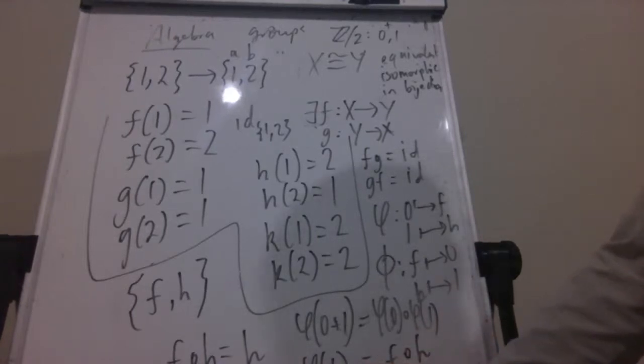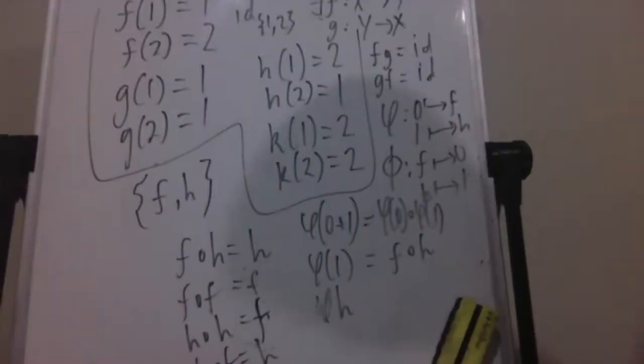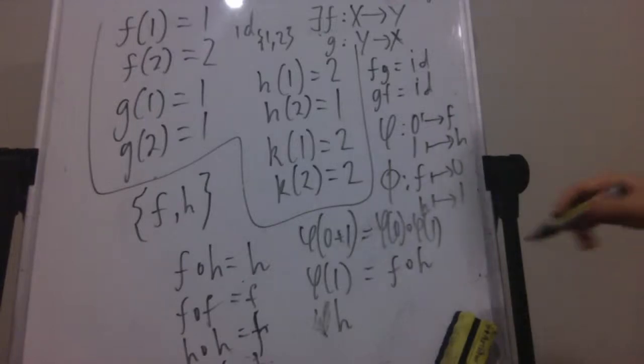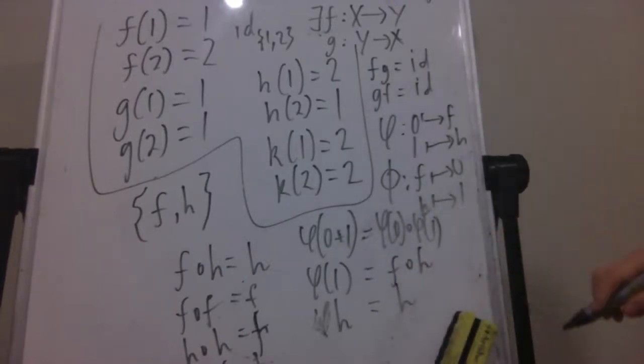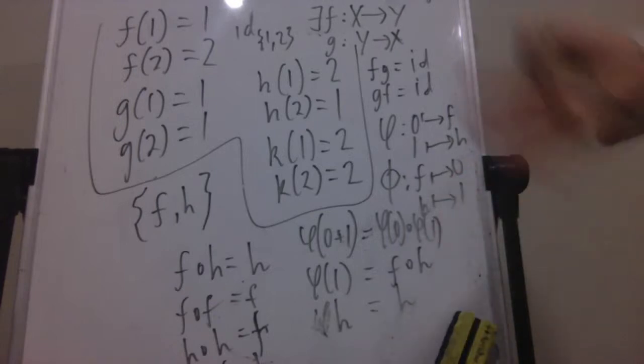Okay, and then phi of 1 is just h, yeah? Can you see that? Yeah. And f composed with h is just h, right? So this is satisfied. And it has to satisfy. So basically, you have to correspond the elements and the multiplication table. Does that make sense?